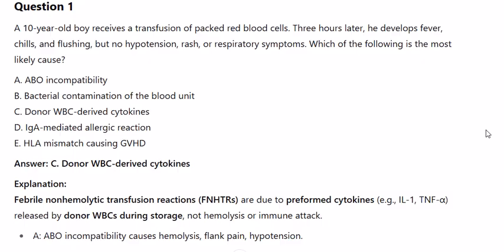A. ABO incompatibility. B. Bacterial contamination of the blood unit. C. Donor WBC-derived cytokines. D. IgA-mediated allergic reaction. E. HLA mismatch causing GVHD. Answer C. Donor WBC-derived cytokines.